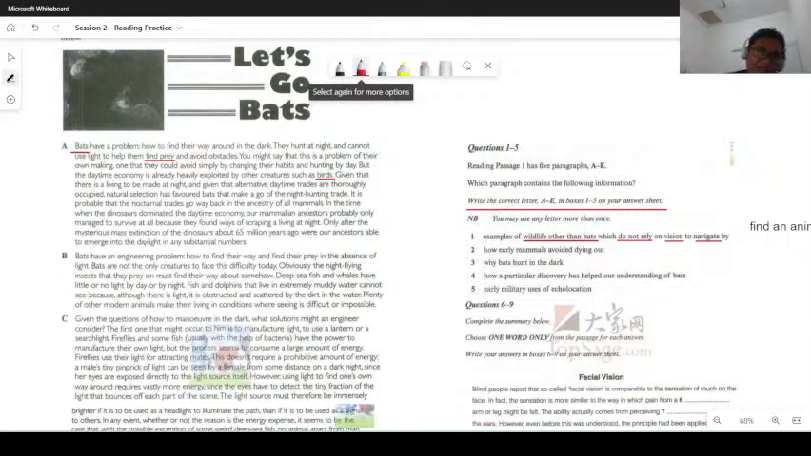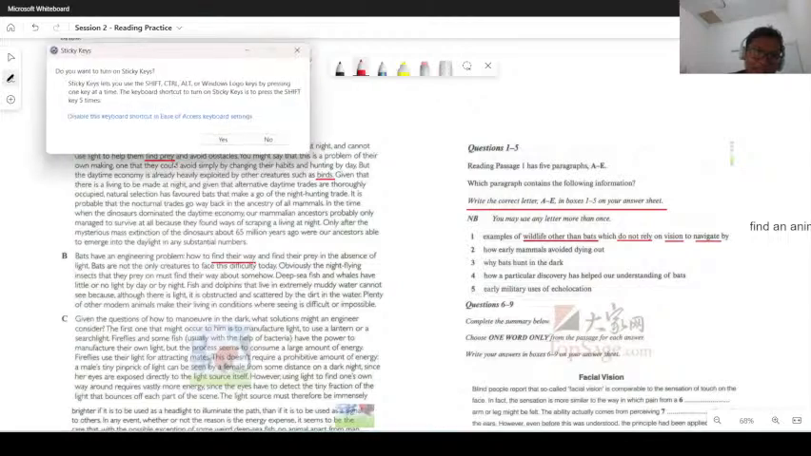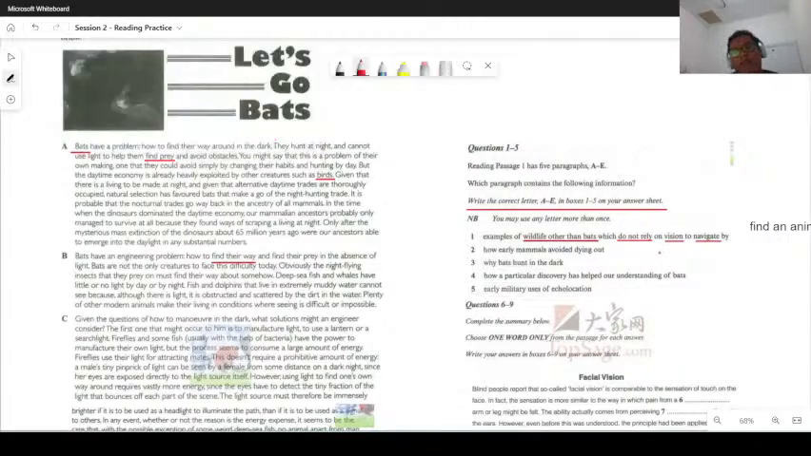So we have: bats have an engineering problem. How to find their way? Okay, we have find their way. Before we had find prey, now this is find their way. It's very much what navigate means, right? So pretty much a paraphrase. And find their prey in the absence of light.